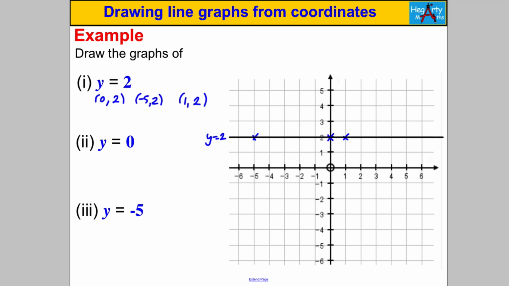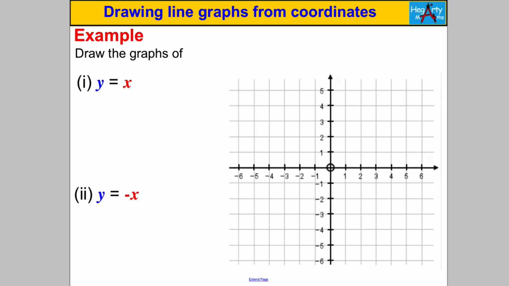What would the line y is 0 be? I'm sure you get the picture. The line y is 0 is going to be the x-axis here, and that's going to be the line y is 0. Should I label these x and y? And the line y is negative 5. Without coordinates, you can just see it's going to be a straight horizontal line going through negative 5 there. There's y is negative 5. And we're done.